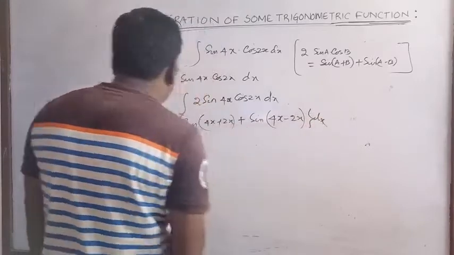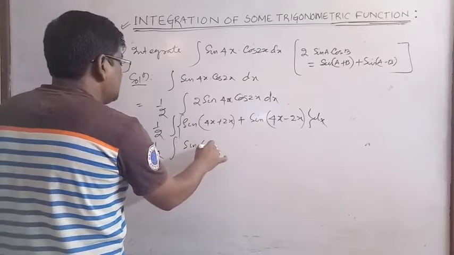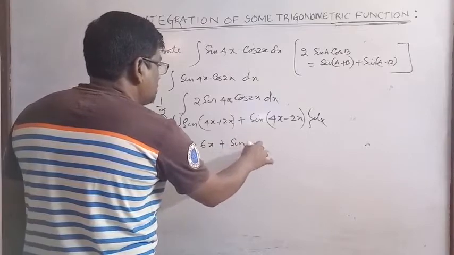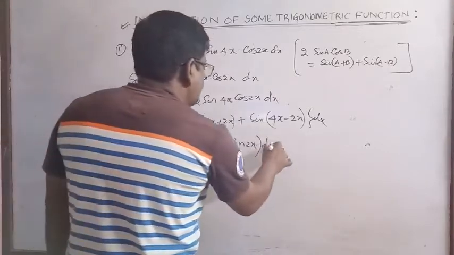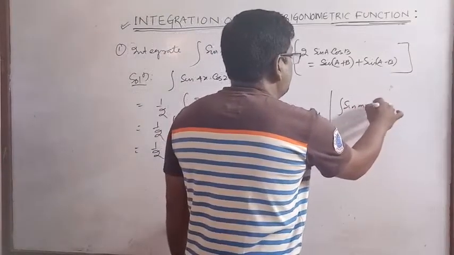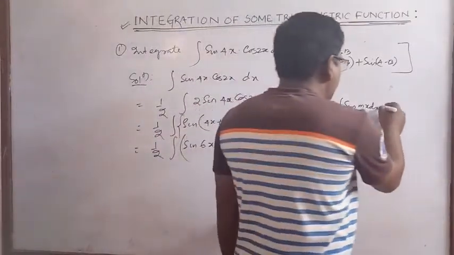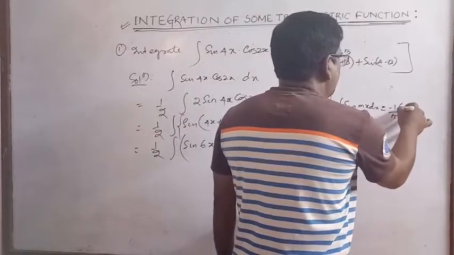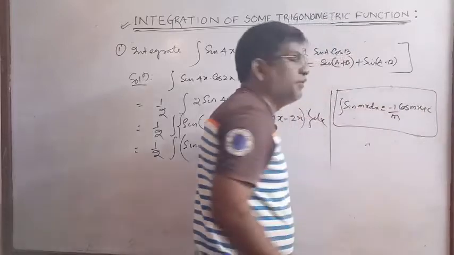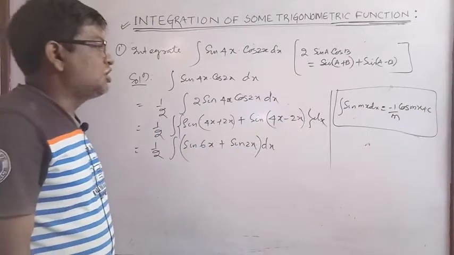Now this is equal to 1 by 2 integral of sin 6x plus sin 2x dx. What is the formula for the integration of sin mx dx? The integration of sin mx dx is equal to minus 1 by m cos mx plus c.